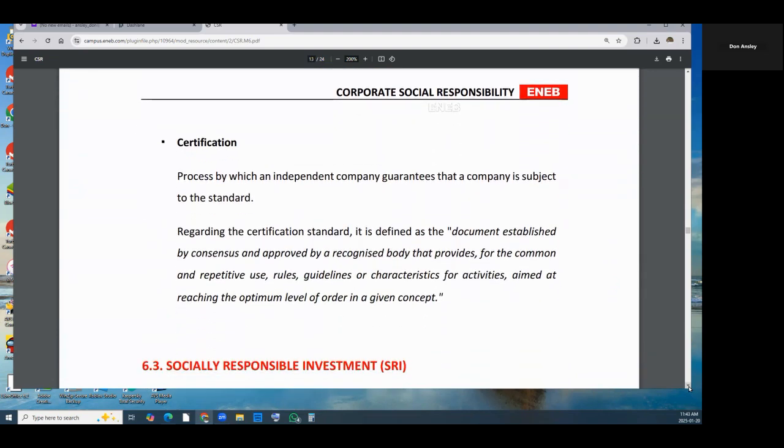Certification is the process by which independent companies guarantee that the company is subject to the standard. Regarding the certification standard, it is defined as a document established by consensus and approved by a recognized body that provides, for common and repetitive use, rules, guidelines, and characteristics for activity aimed at reaching the optimal level of order in a given concept.